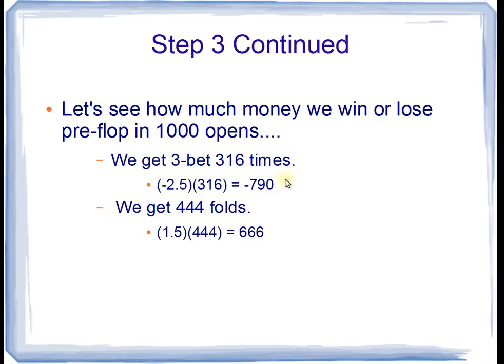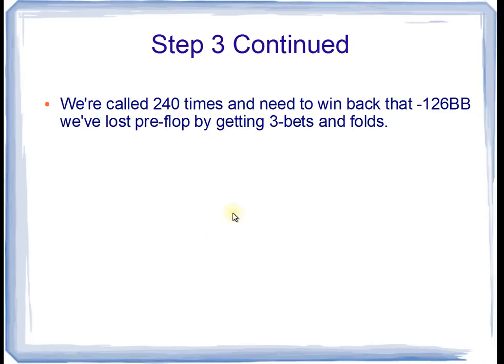So every time our opponents fold, we're going to win 1.5 big blinds because there's no ante here. So 1.5 times 444 equals 666. So that's how much money we win from pre-flop. So our total pre-flop net, so the amount of money we've won or lost without seeing a flop, is negative 124 big blinds. So yeah, just know the units here as big blinds. Step 3 continued. We're called 240 times and need to win back that 126 big blinds we've lost pre-flop by getting 3-bets and folds. Don't let the negative signs confuse you here.